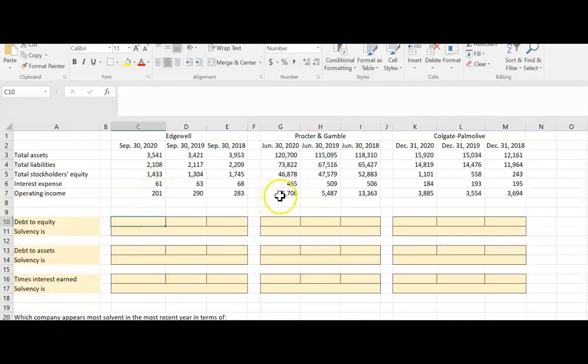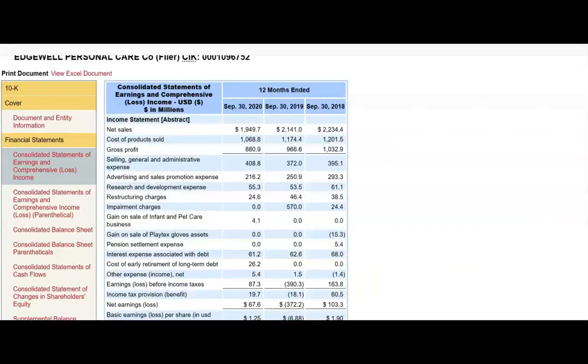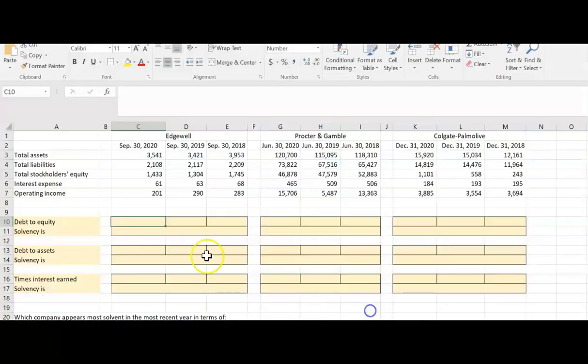So I just calculated the operating income here. Operating income and interest expense were given for the other two companies, and interest expense associated with debt for Edgewell was given. So we need to solve debt to equity for each of these companies. Pretty easy once we have our information here.